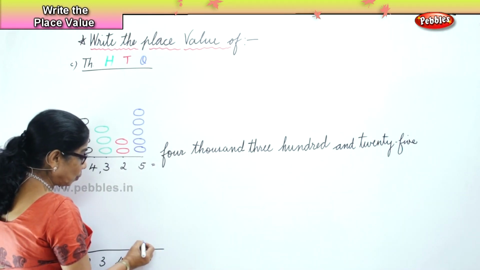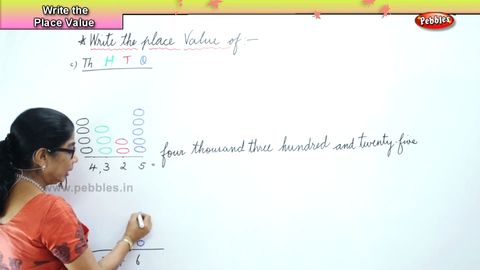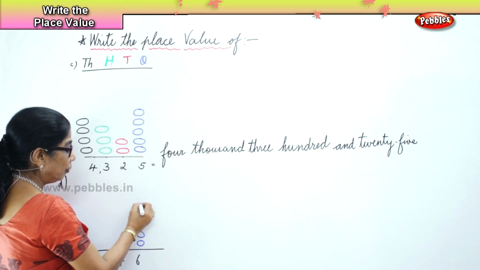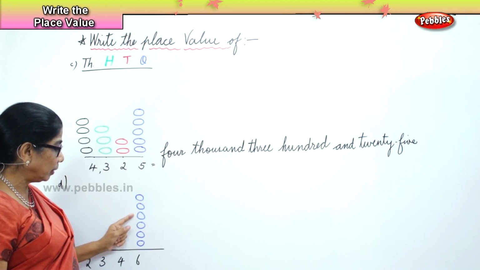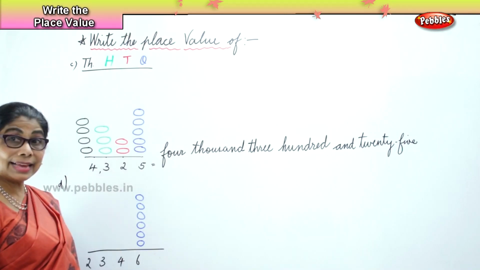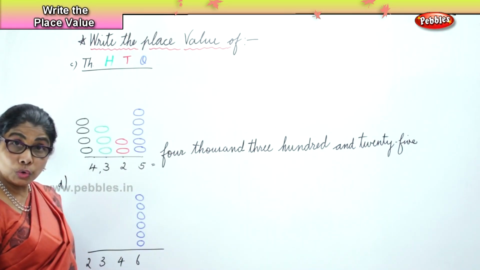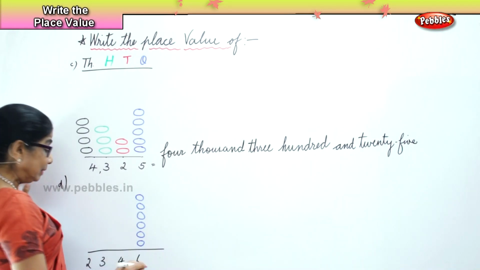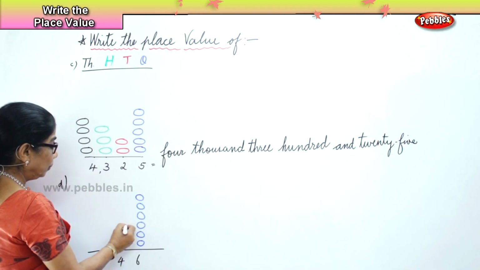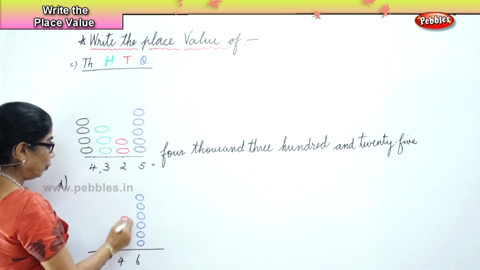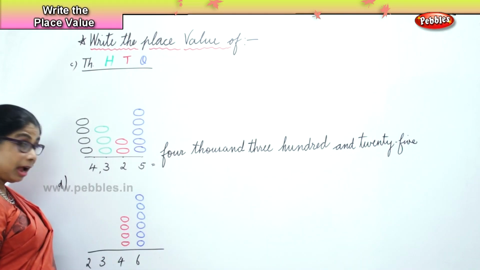6 ones. So 1, 2, 3, 4, 5 and 6 ones. Now, how many tens do we have? 4 tens. Each bead is 10. So, 1, 2, 3 and 4. 10, 20, 30, 40.